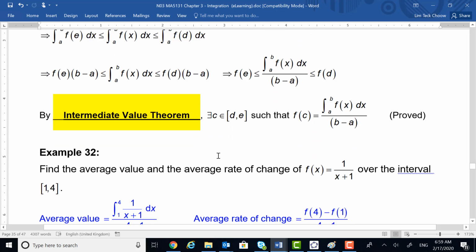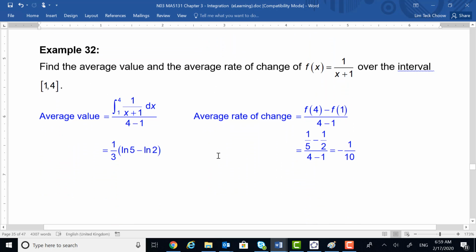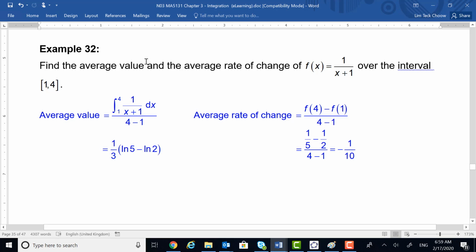Okay, moving on, let's look at some examples. In example 32, you want to find the so-called average value and then the average rate of change. To find the average value, you sum or integrate over the interval. To find the average rate of change, you take the difference over the interval.